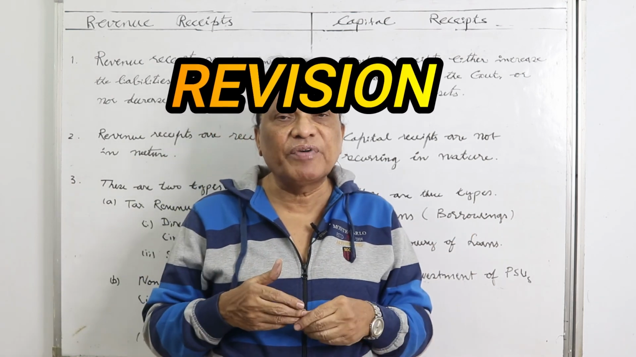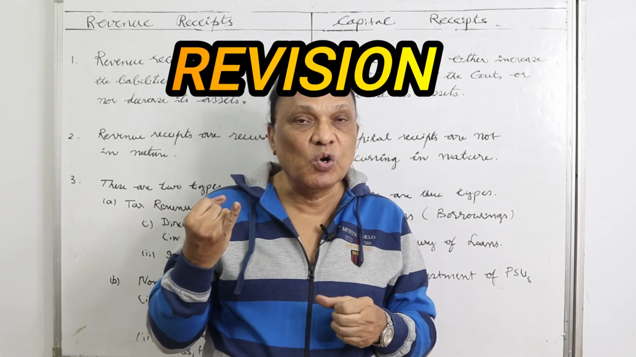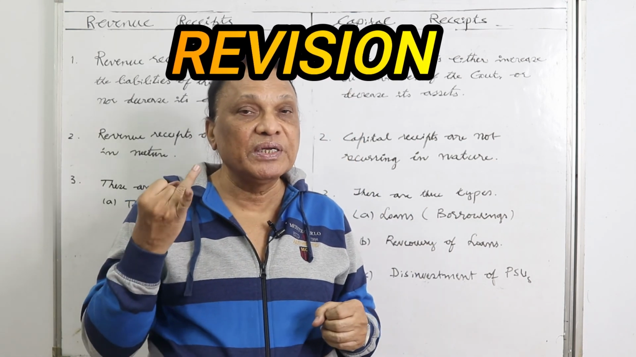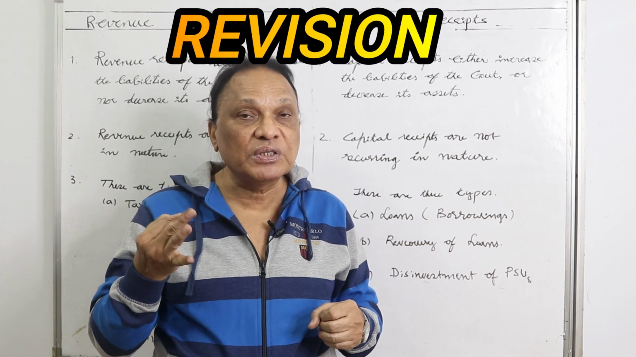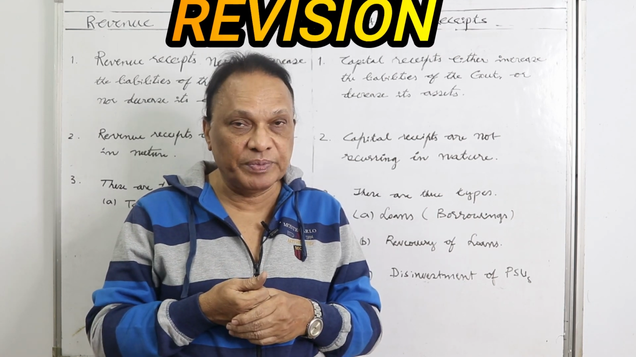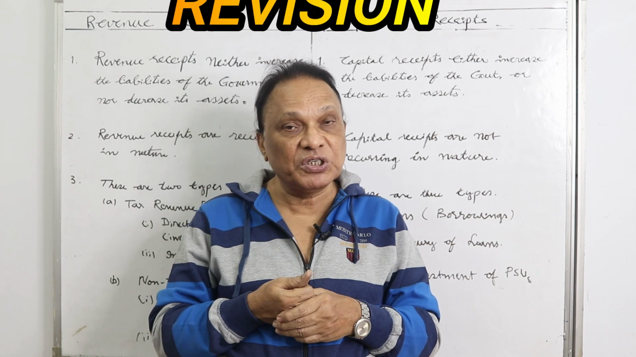Capital receipts are divided into three parts. One is loans, we call them borrowings. Number two, recovery of loans. Number three is disinvestment. That's all we have time for in this short video.